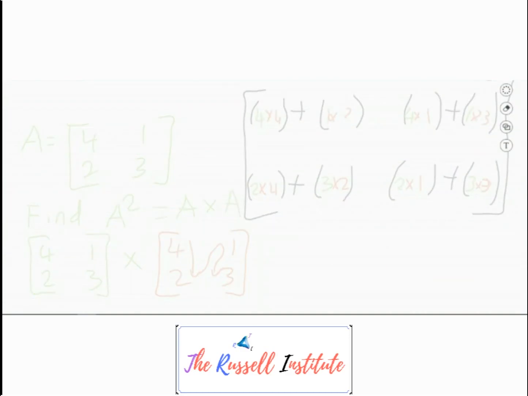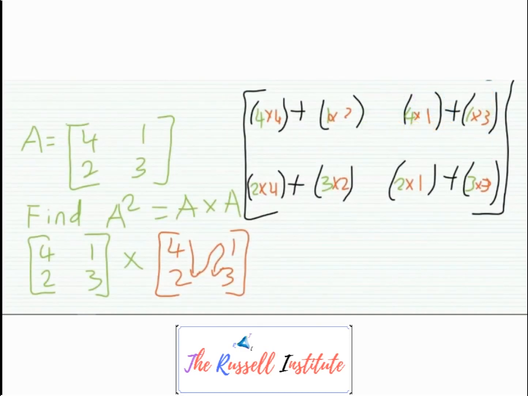And now, let's do our multiplication. 4 times 4, 16. 1 times 2, 2. 2 times 4, 8. 3 times 2, 6. 4 times 1, 4. 1 times 3, 3. 2 times 1, 2. 3 times 3, 9. Let's add.